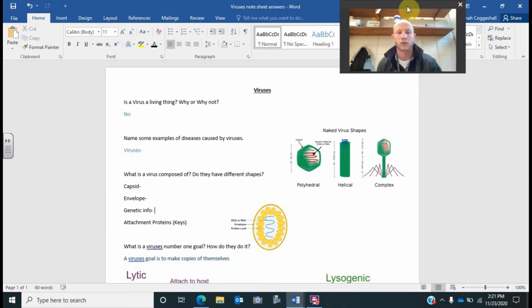So let's go ahead and get into those notes. Again, you'll need these notes to do the worksheet, the virus and bacteria worksheet that was attached to today's plan. I originally had this for last week, but we just didn't get to it, so we're going to get it today.